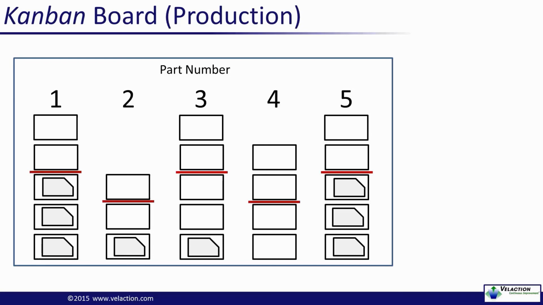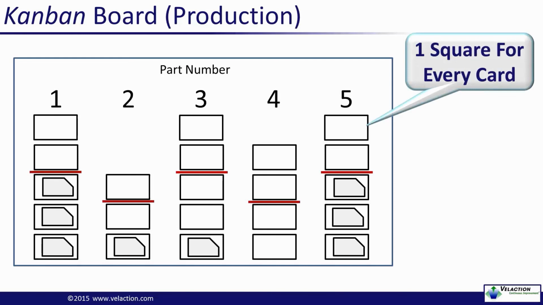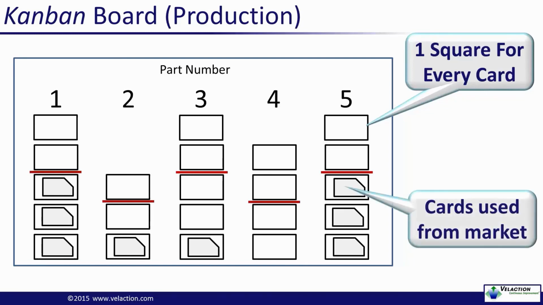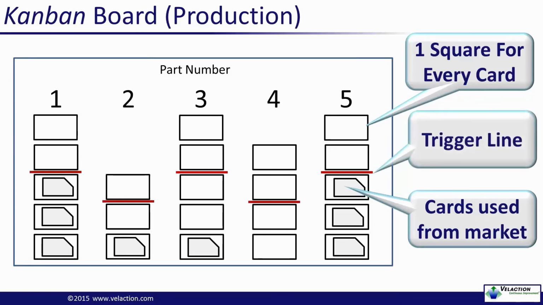As those racks are depleted, the signals return and are placed into the Kanban board. This is a strong visual management tool because there is one square for every Kanban card that exists. The Kanban would either be in the supermarket or on the production board. You can take a quick look at the board and see the status of your materials. As materials from the supermarket get used up, the cards start to pile up in the columns of the production board. And as these cards circulate, they reach the trigger lines.